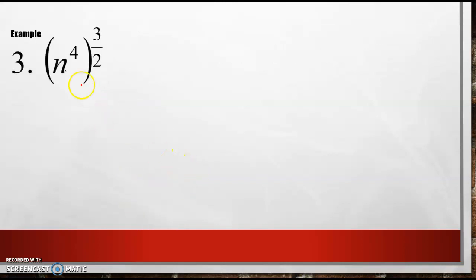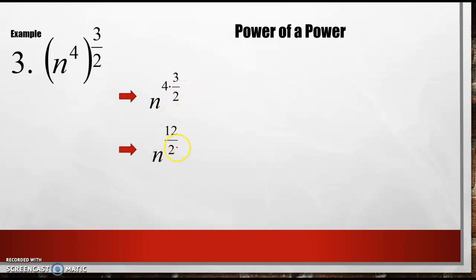Next example, n to the 4th raised to 3/2. Power of a power rule. So you multiply the exponents. 4 times 3/2, so 4 times 3, that's 12 over 2, n raised to 12 over 2, and divided by 2, you'll have n to the 6th, right? If you have questions, you may type them in the chat box, comment box, I mean.